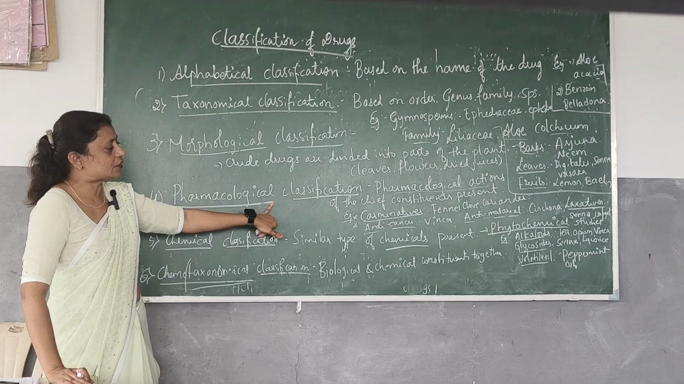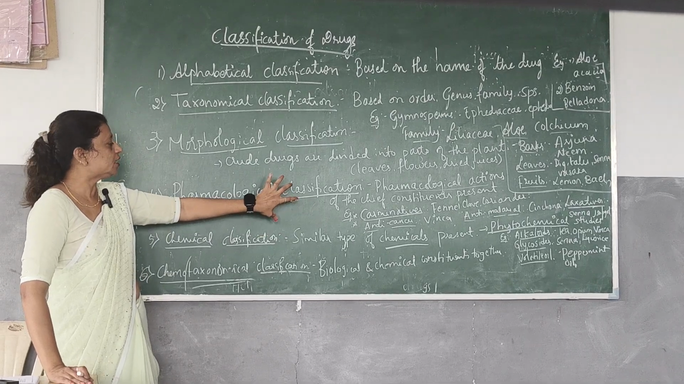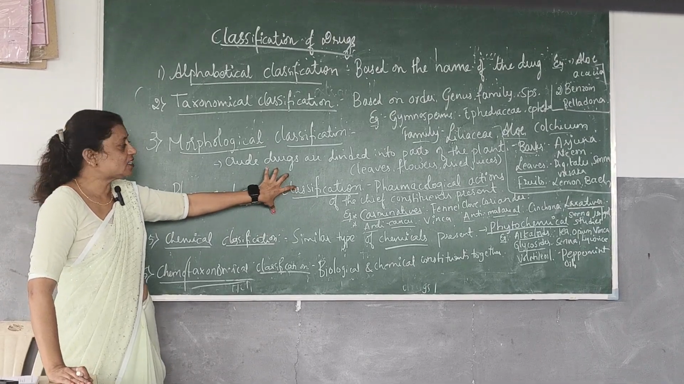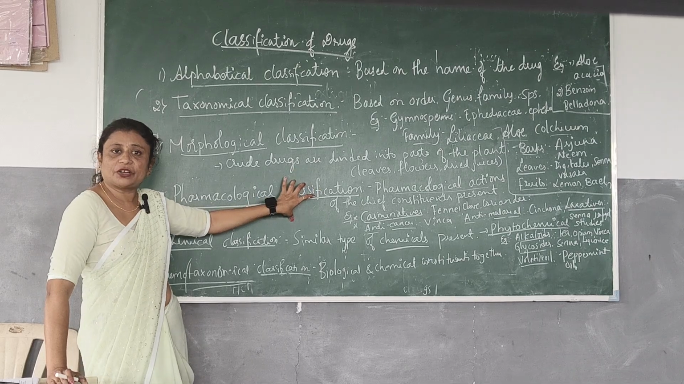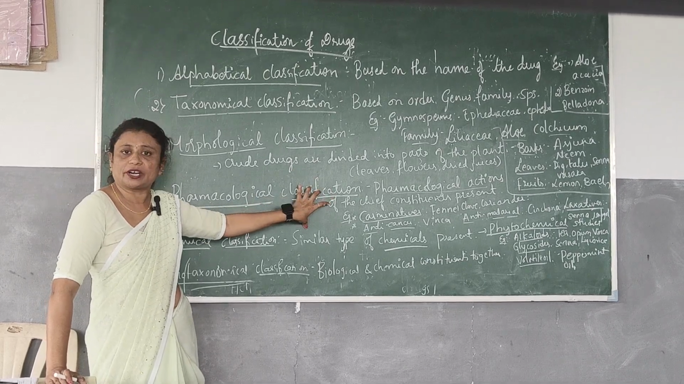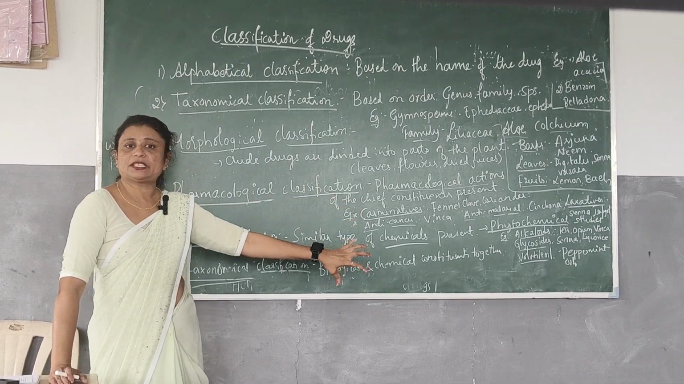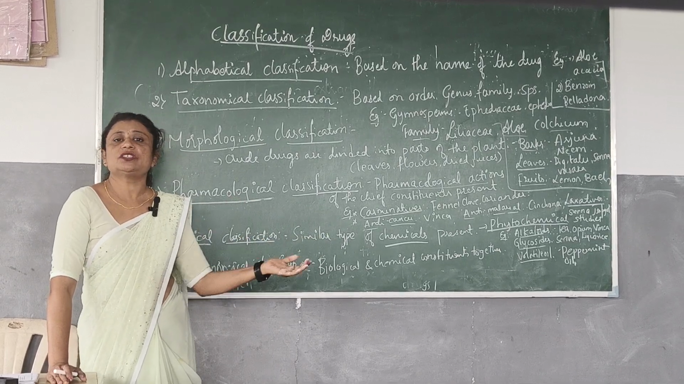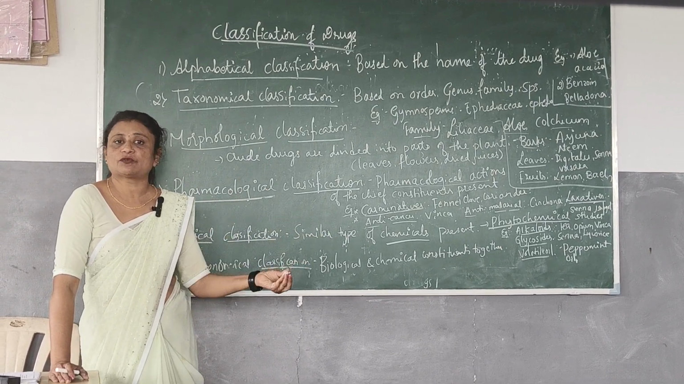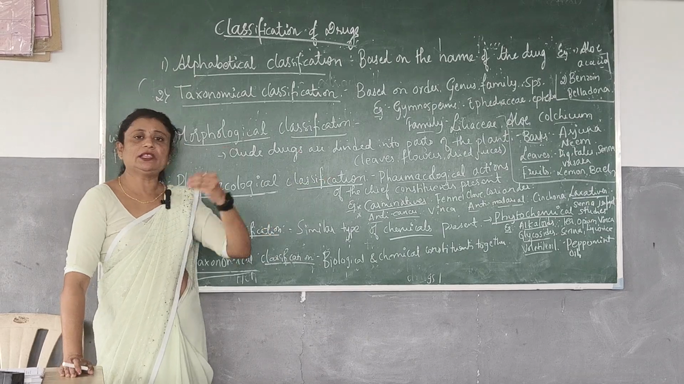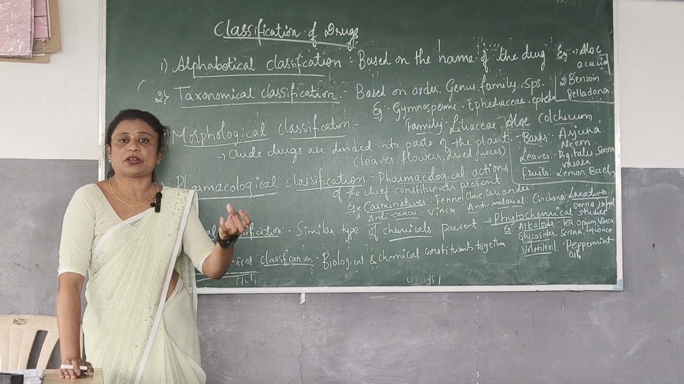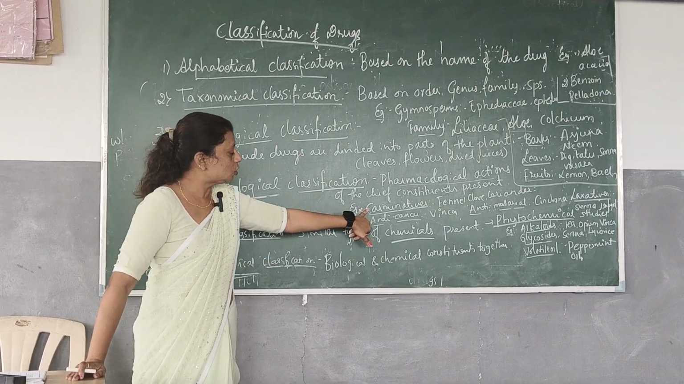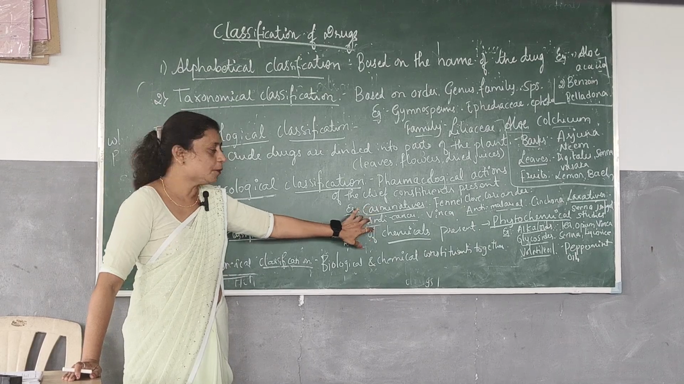Next, pharmacological classification. It is an important classification as it is based on the medicinal effect or therapeutic activity of the crude drug. As I told you, examples are carminatives, such as fennel, clove, coriander. They are used to expel gas from the gastrointestinal tract. So all the drugs show the same effect, the carminative effect, and those are kept in the carminative group.